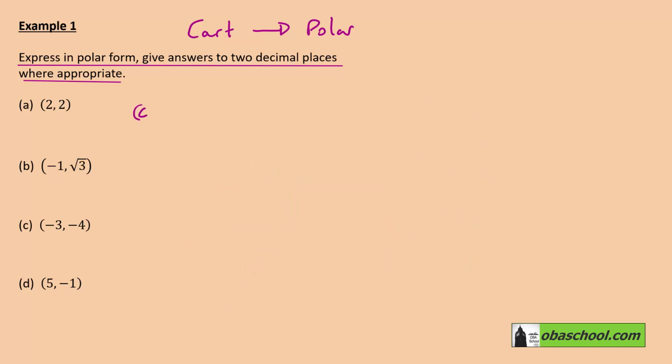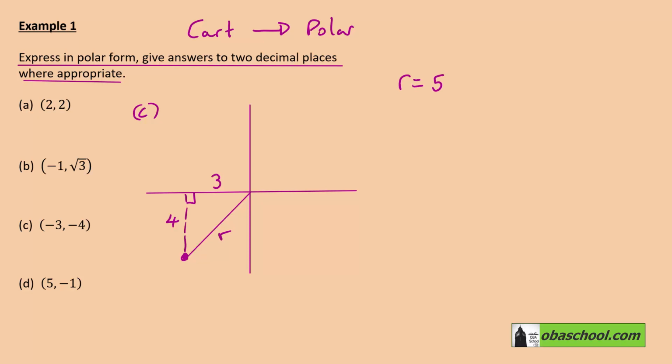Now let's look at part C. Again, let's produce a sketch. (-3, -4) will be here. And we form this right-angled triangle. This distance is 3, this distance is 4. Now, for r, we can use Pythagoras, or we may spot the 3, 4, 5 triangle. So r is equal to 5. Let's call this angle phi. And remember, the angle we want is going to be the whole angle around there.